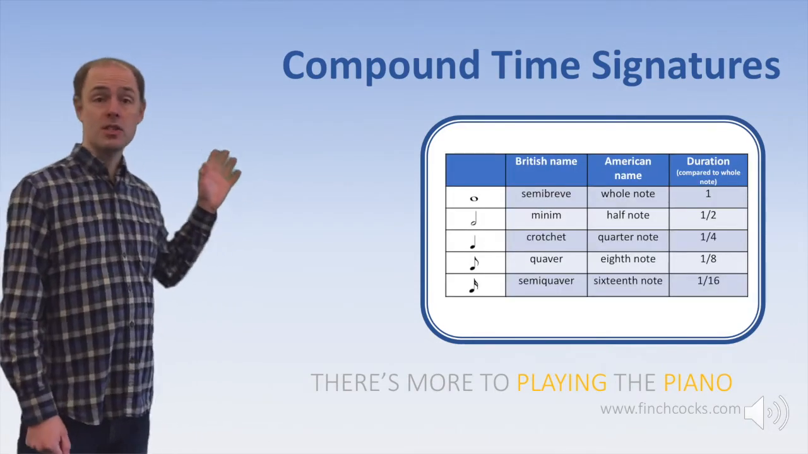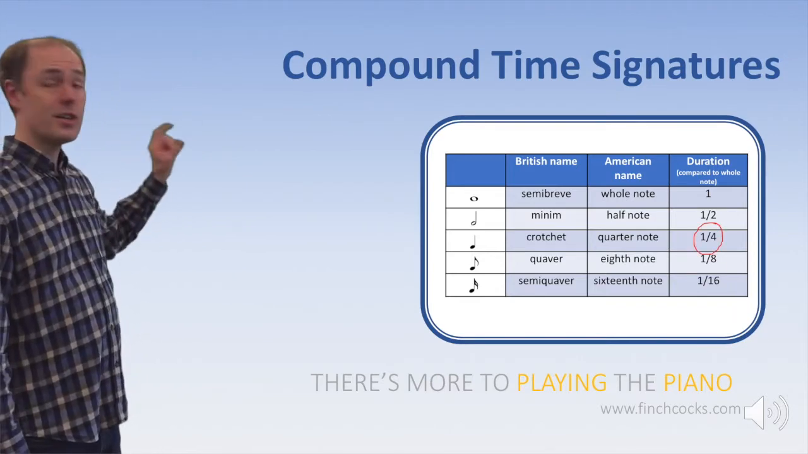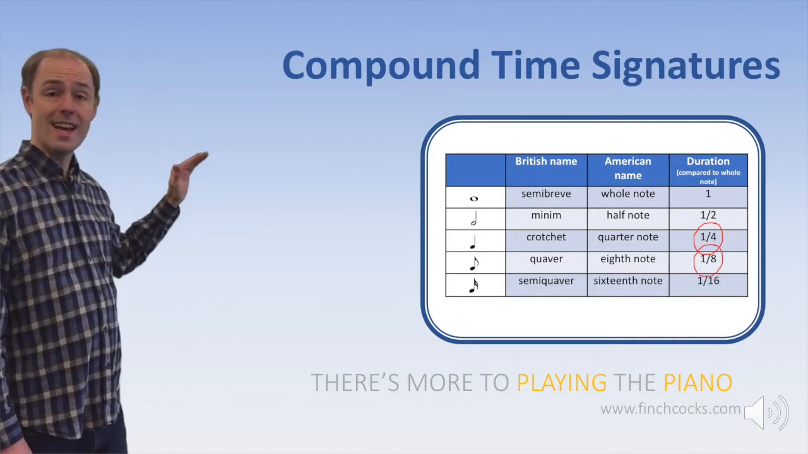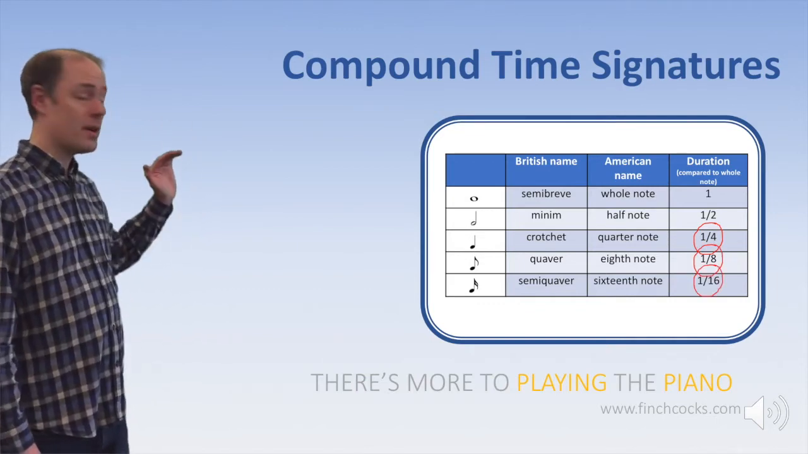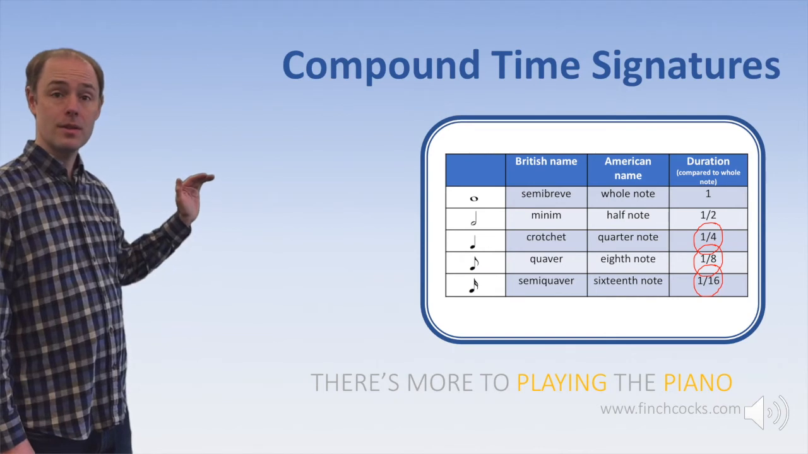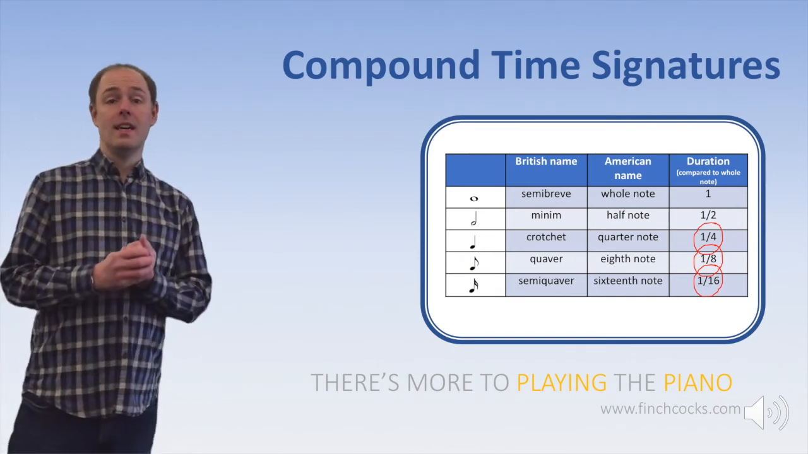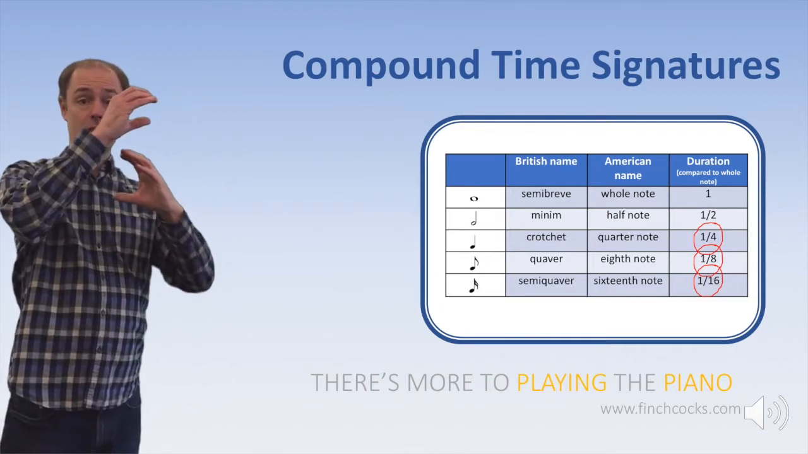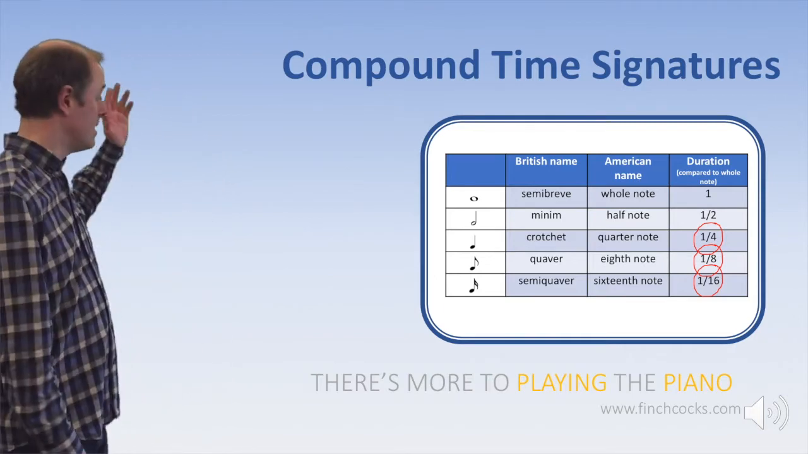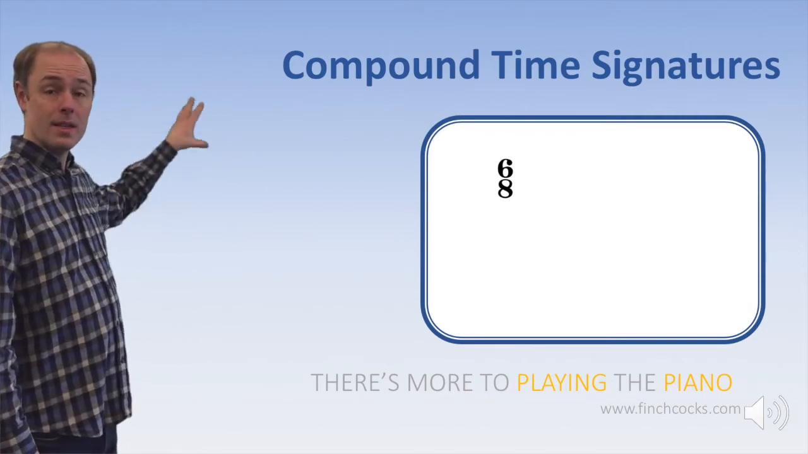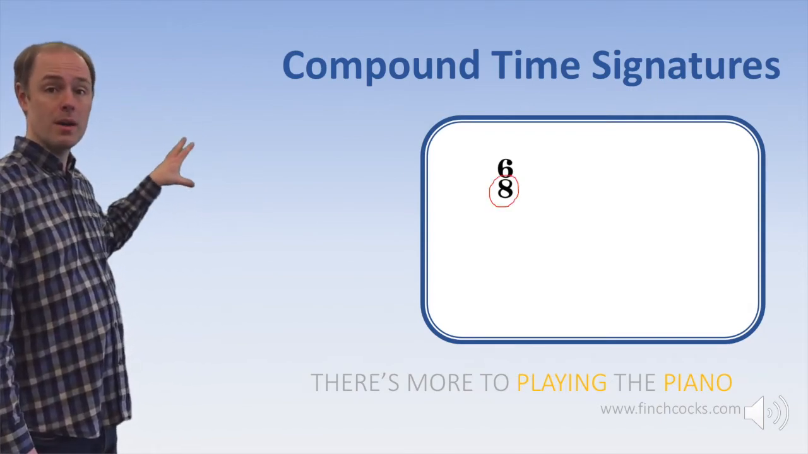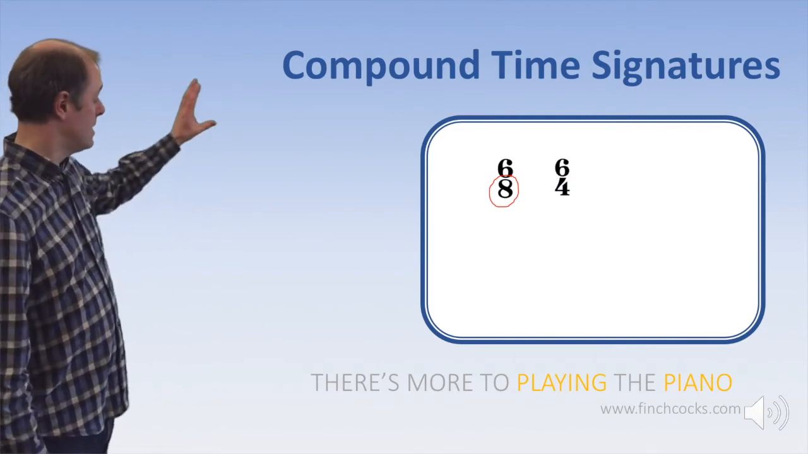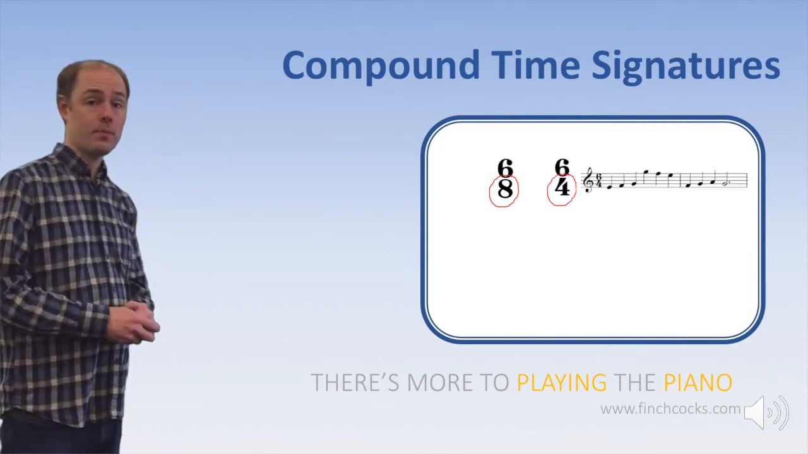Here are the American names, just in case you've forgotten. A crotchet is a quarter note. A quaver is an 8th note. A semiquaver is a 16th note. So when you see a time signature that has a multiple of 3 up top, you need to know what the bottom number signifies as well. 6/8, 6 quavers per bar. 6/4, also a compound time signature, 6 crotchets per bar.